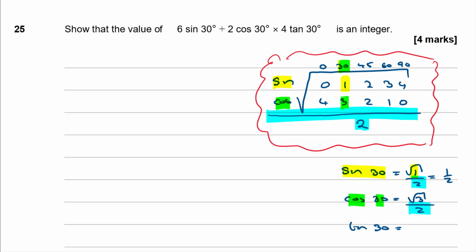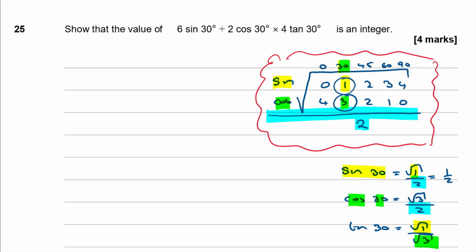And then finally tan 30. Now tan you get by dividing the sine by the cosine. So I'm going to take this one, the root 1, and divide it by this one, the root 3. So it's the yellow one over the green one. So that's how you read the values out, and if you know how to read the values out of that table, that's quite an easy way of remembering all of them.